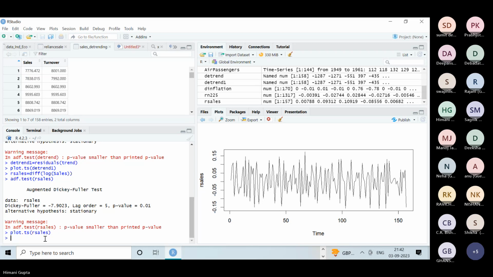Fine, ma'am. Any other doubt? Ma'am, will the trend equation be the same for every data? Yes, the equation will be the same. Only the variables will be different. Suppose you have to remove the trend from turnover. So instead of sales, you just write the word turnover. Whatever is the name of the variable, you just write that name.